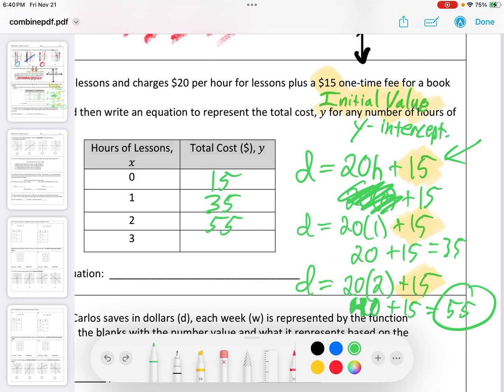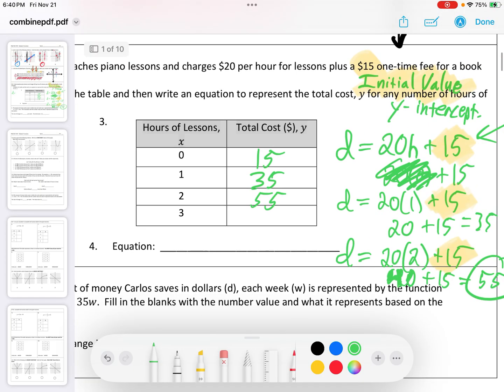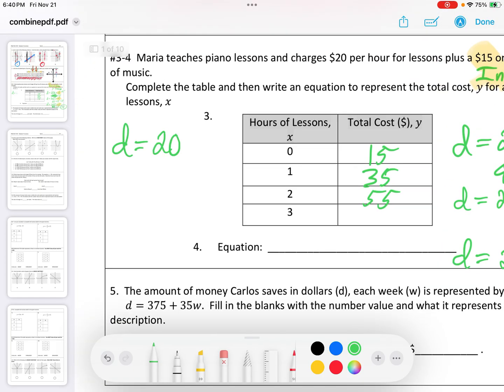Don't have that much room. I'll do it over here. D equals, what was it? 20H plus 15. 20, and we're finding 3 right now, plus 15. 60 plus 15, 75. Okay, there we go.